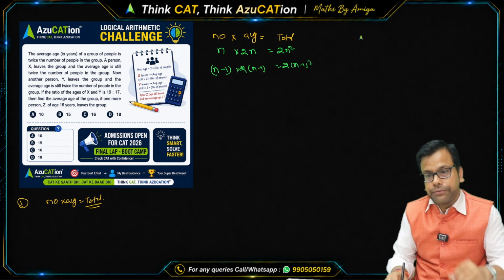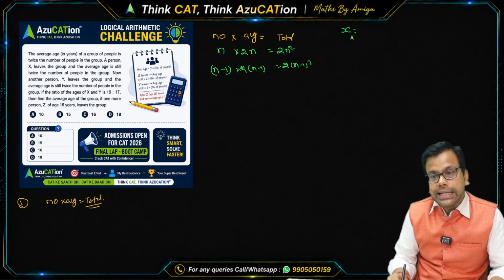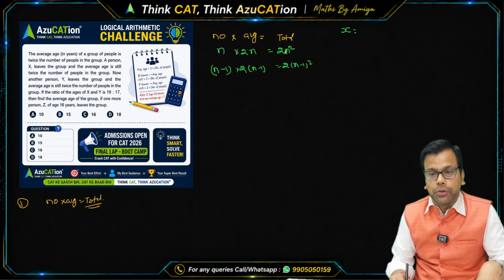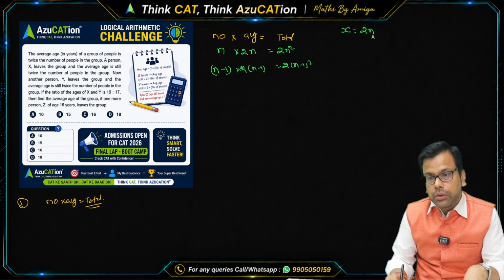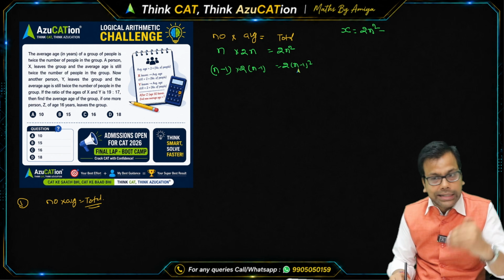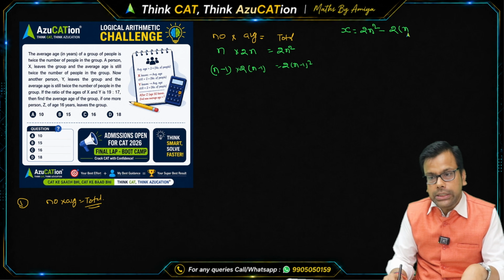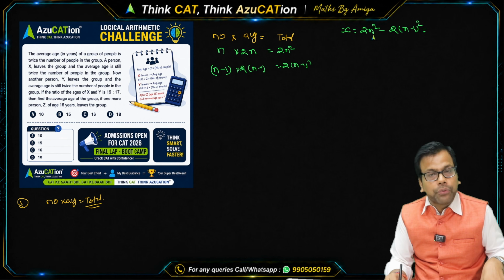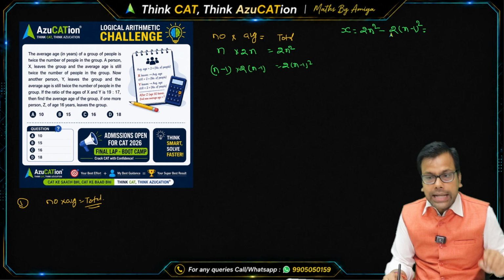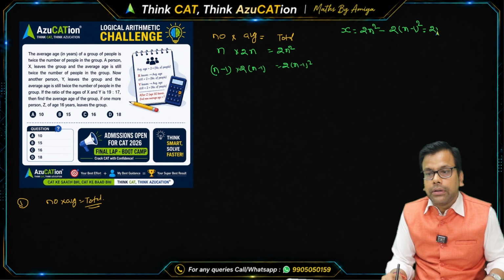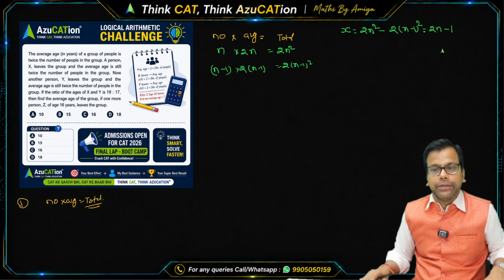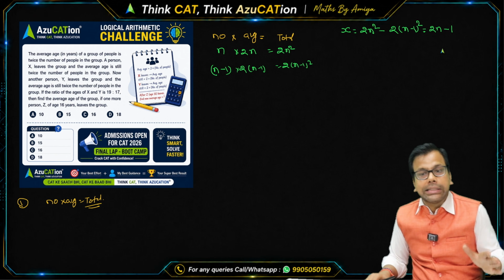When x leaves, the meaning of x is the value: x takes the value of the total, the grand old 2n square minus the grand new total, because by x leaving, this total summation has changed. When we open the value, we have 2n square minus 2n square cancelled out. We have 2n minus 1. If we solve a minus b whole square, this is the value of x.